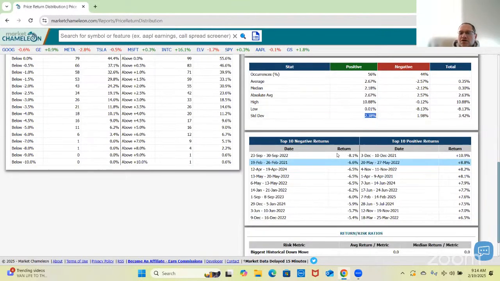And these here are the top 10 biggest negative returns and top 10 big positive returns. So we could see the date and the returns. So that 8.1% down was between September 23rd and September 30th, 2022. The biggest up move was in 2021 between December 3rd and December 10th. And so on with the rest of these 10.